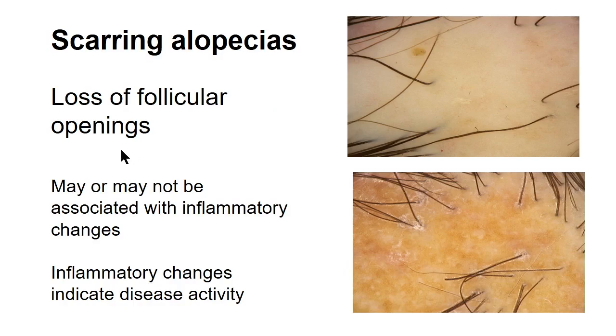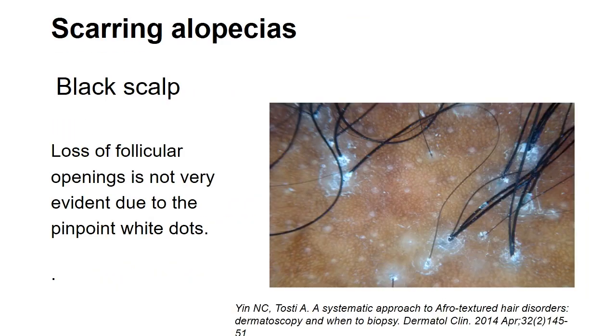So, we already heard scarring alopecia, you have loss of follicular openings. And this may or may not be associated with inflammatory changes. The presence of inflammatory changes indicates that the disease is active. So, of course, for those of you interested in transplantation, if you want to transplant scarring alopecia, you have to be sure there are no inflammatory changes, because if they are there, that is not going to last.